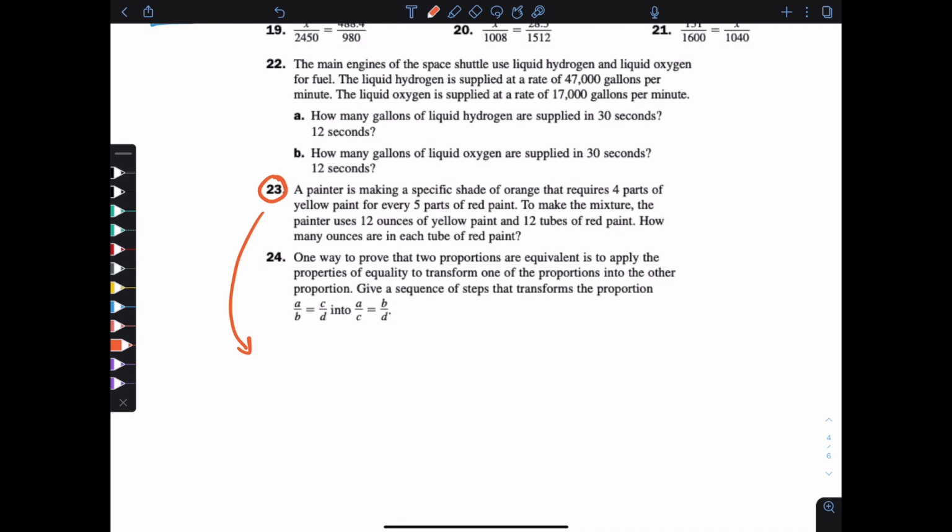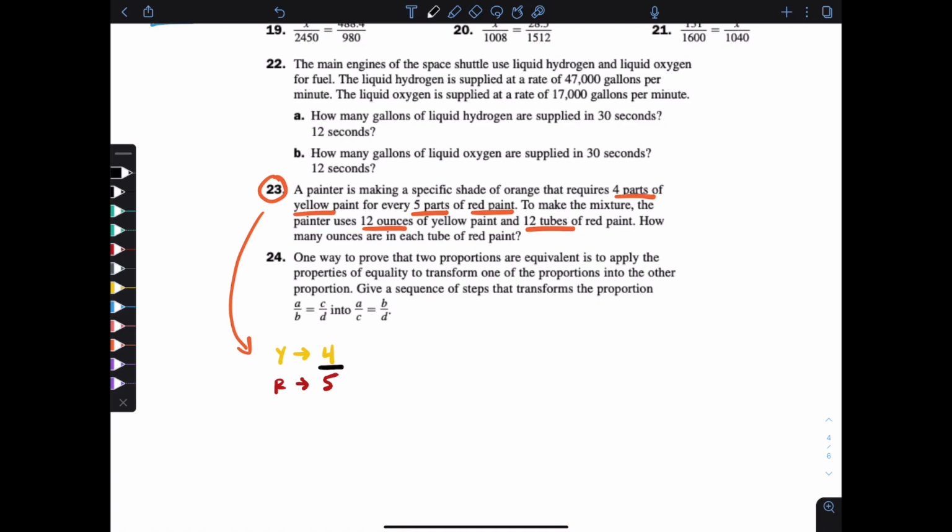A painter is making a specific shade of orange that requires 4 parts of yellow paint for every 5 parts of red paint. To make the mixture, the painter uses 12 ounces of yellow paint and 12 tubes of red paint. Interesting. How many ounces are in each tube of red paint? Okay, so 4 parts of yellow for every 5 parts red. Red is going to be a 5, so we have a 4 to 5 ratio, and that's just parts, okay?